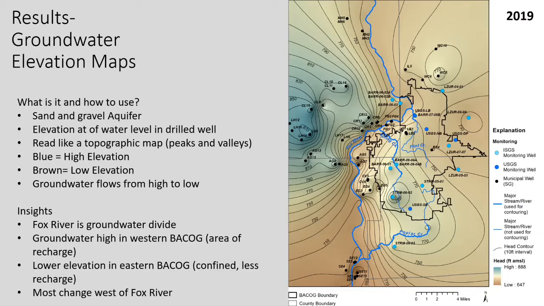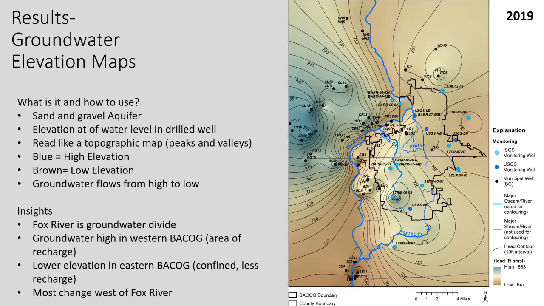Okay. So the blue dots basically are getting water from shallower sources versus the brown dots. The brown dots have to go deeper to get their water. No. No. The color of the dots is only to signify who essentially owns the well, whether it's an ISGS well, a USGS well, or a municipal well. Okay. So the colors of the dots don't mean anything in terms of elevation.